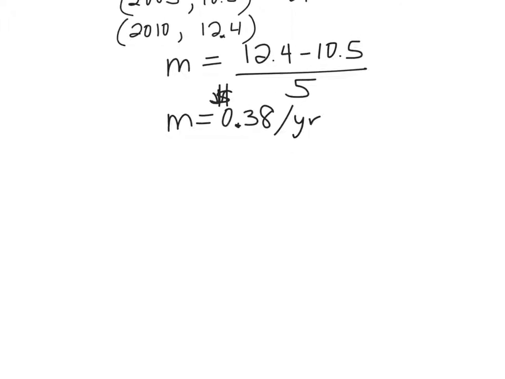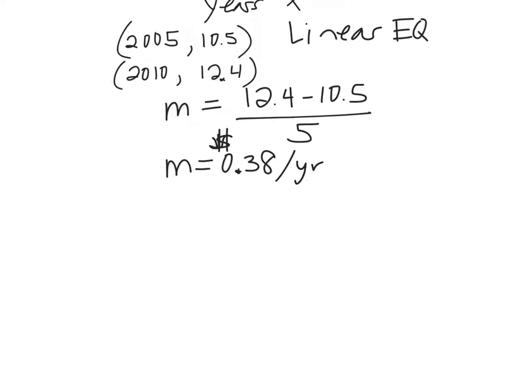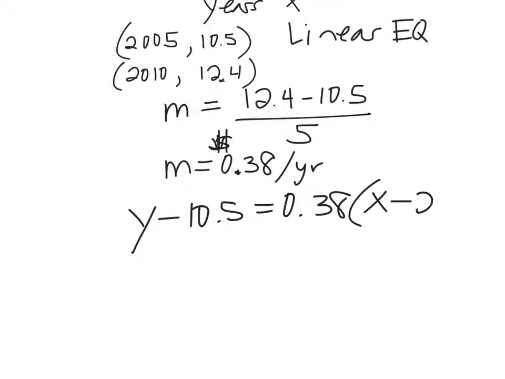All right, here we go. Let's see. So I've got slope and I've got a point. Let's go ahead and put this into point slope. We've done this so much, huh? Are you getting sick of it? Don't say yes. All right, y minus 10.5 equals 0.38 times (x minus 2005). I just chose that point. You don't have to.